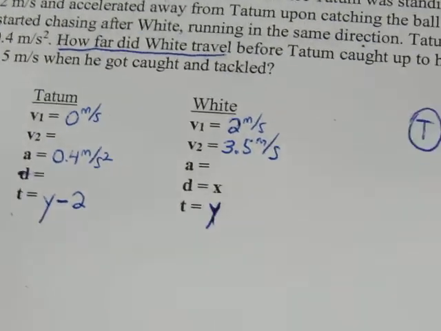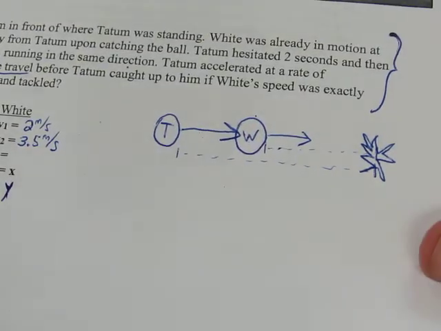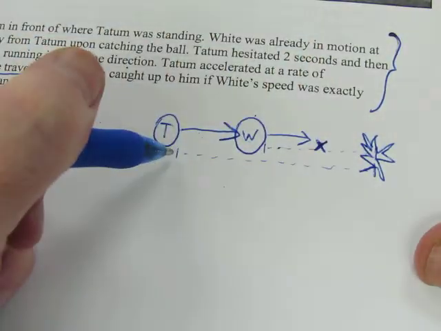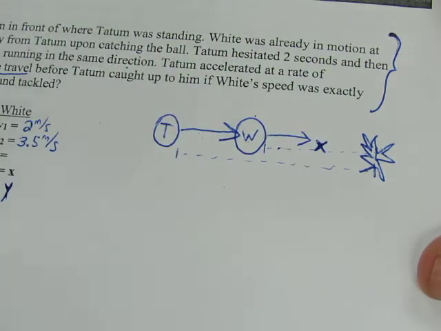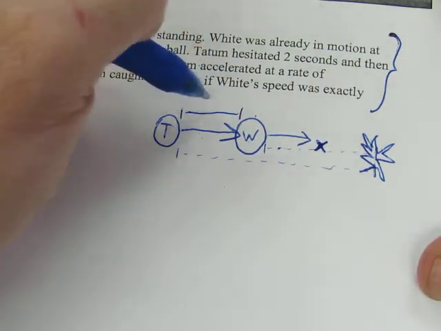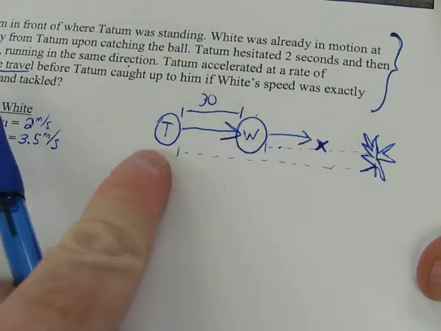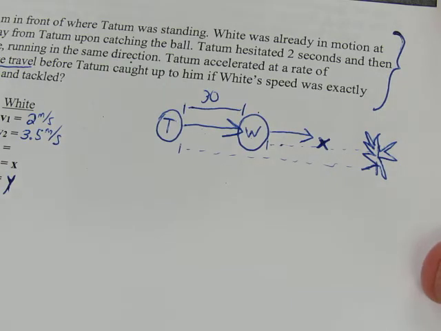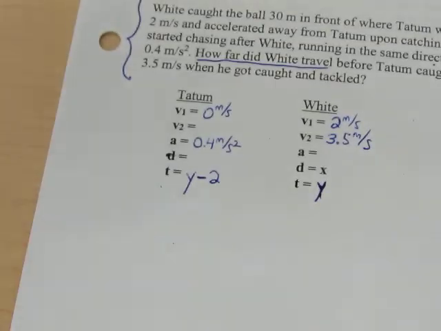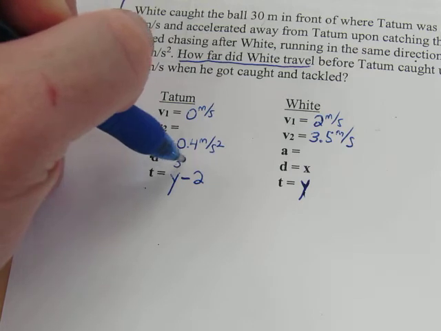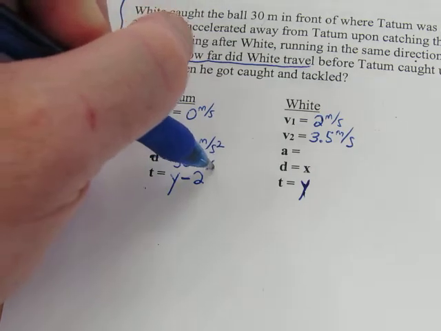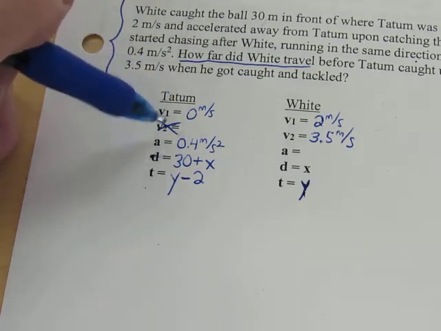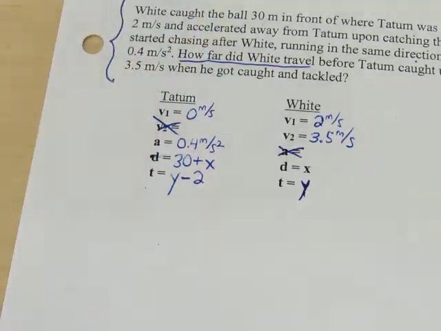Now this is a chasing question. So think of it like this. If White runs distance x and Tatum has to chase after him, they were 30 meters apart in the beginning. So Tatum has to run that 30 meters and has to run the distance x that White will run. So Tatum's distance is going to be 30 plus x. Tatum has no V2 given, and White has no acceleration given.